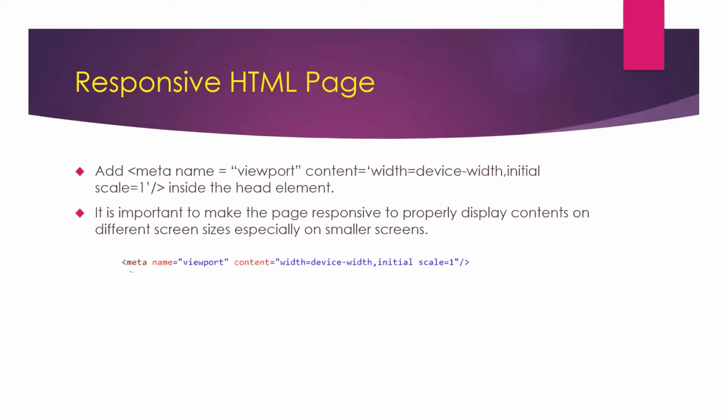Now we should make an HTML page responsive. To make an HTML page responsive, we have to add meta name equal to viewport, content equal to width equal to device-width, initial-scale equal to 1 inside the head element. It is important to make the page responsive to properly display contents on different screen sizes, especially on smaller screens.